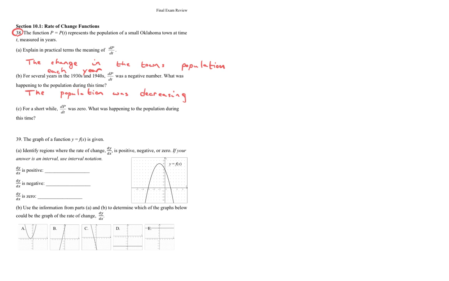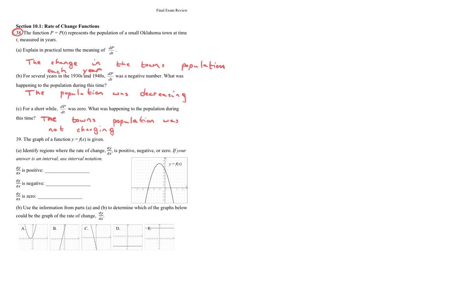Okay, C, for a short while, dp dt was 0. What was happening to the population during this time? So if our rate of change is 0, nothing is changing, right? So what that means is that our population was just constant. It was not changing. It wasn't increasing. It wasn't decreasing, because the change in the town's population was 0.